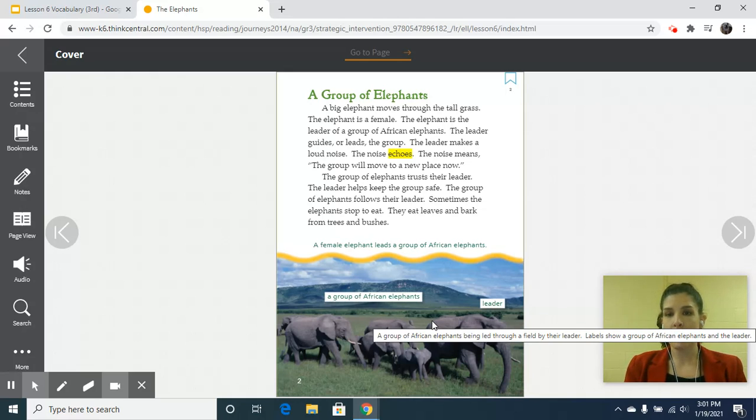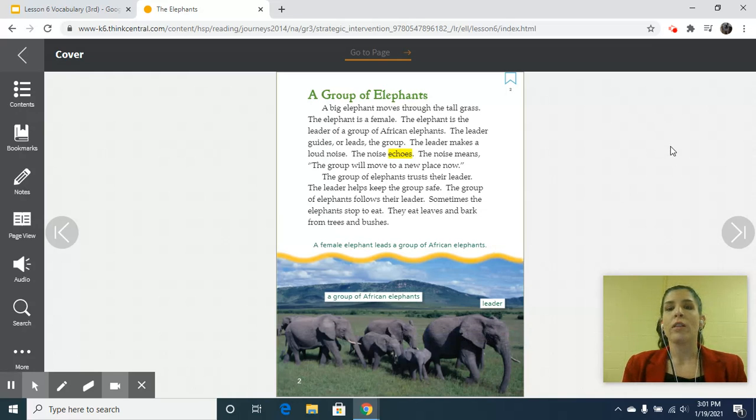The group of elephants trust their leader. The leader helps keep the group safe. The group of elephants follows their leader. Sometimes the elephants stop to eat. They eat leaves and bark from trees and bushes. So we got a lot of information about what happens with a group of elephants. So we know that it is a female leader of this group.